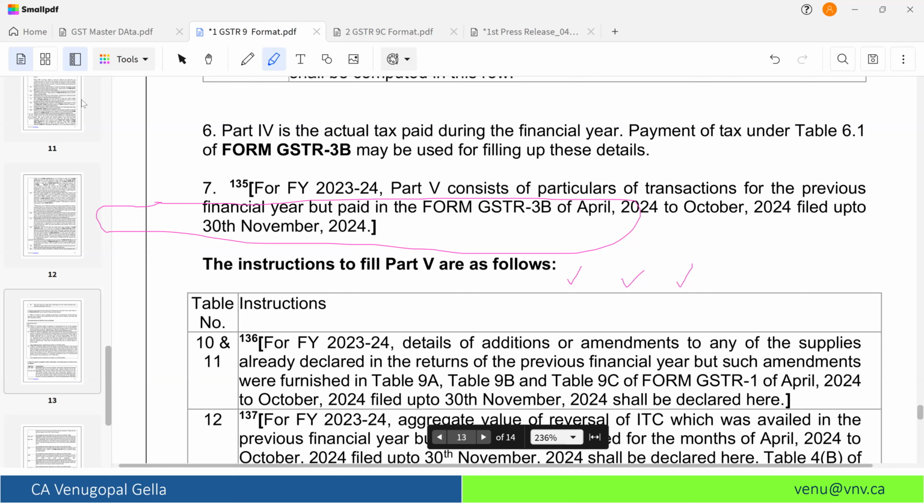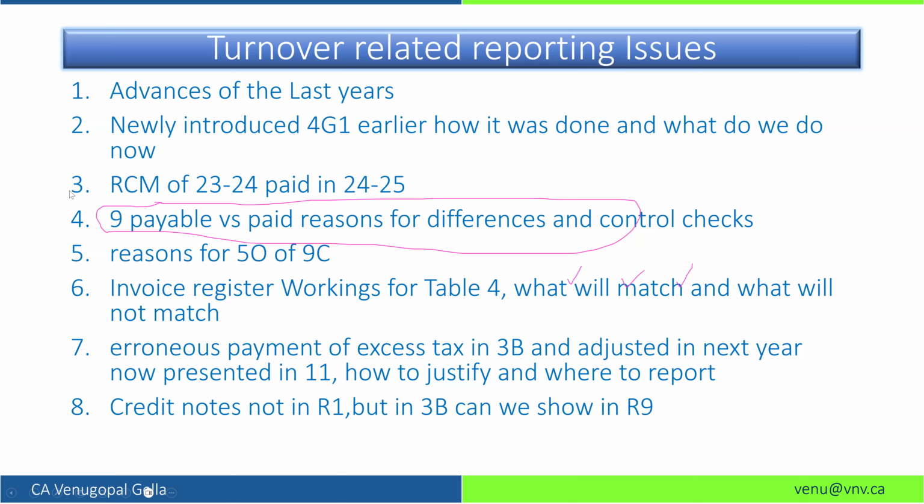So let's move to the next question. The 9 payable versus paid. Why will there be a difference between 9 payable versus paid? There will be 3 main reasons. Fundamentally, 9 payable should match with 4 payable, at any given point in time. The edge case I'll tell later.